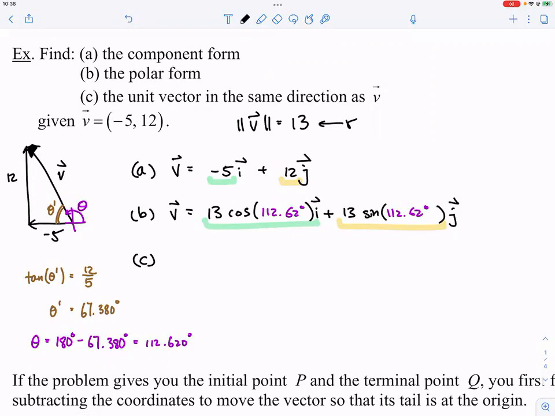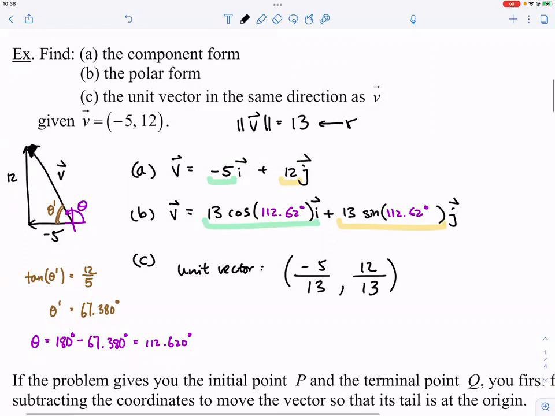And part C is actually very easy. For the unit vector, you can do this: put the -5 and 12 first, and then divide by the magnitude, which is 13. So that's the unit vector. We're basically shrinking it down so that the magnitude of the vector is just 1.